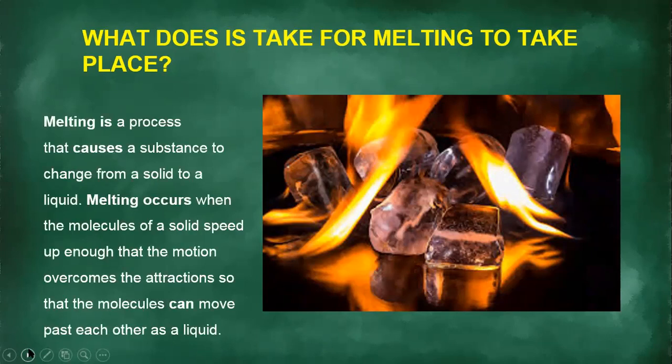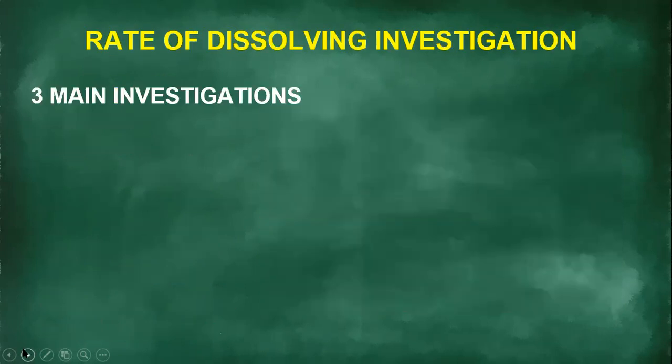Thank you, ma'am. You're welcome. Melting is a process that causes a substance to change from a solid to a liquid. Melting occurs when the molecules of a solid speed up through motion and overcome the attraction, so that the molecules can move past each other like a liquid. So heat is what causes melting. When you apply heat to it, we get melting.